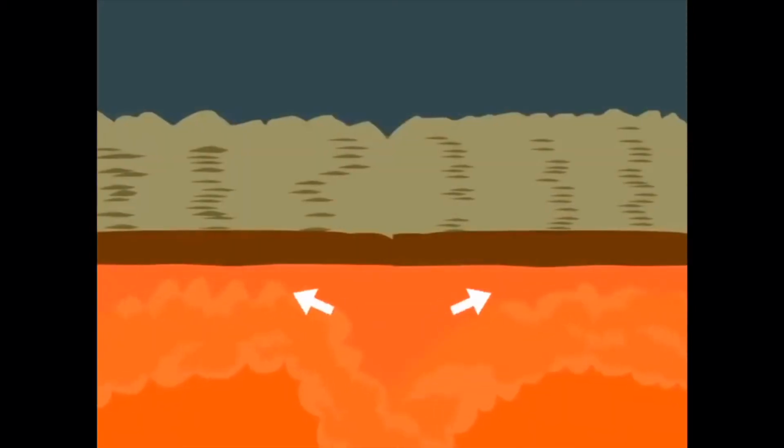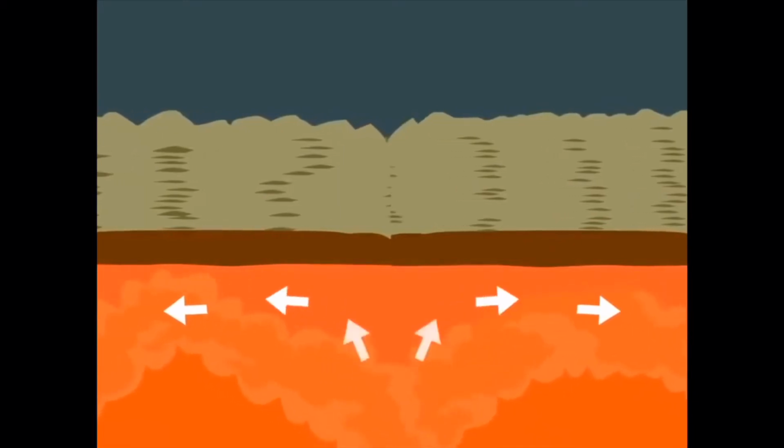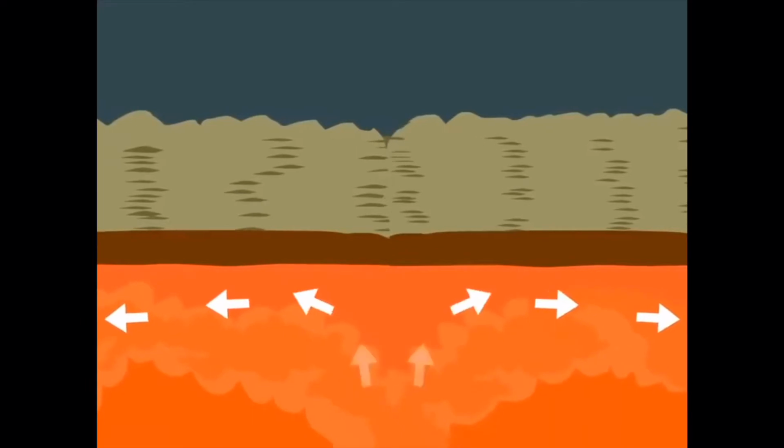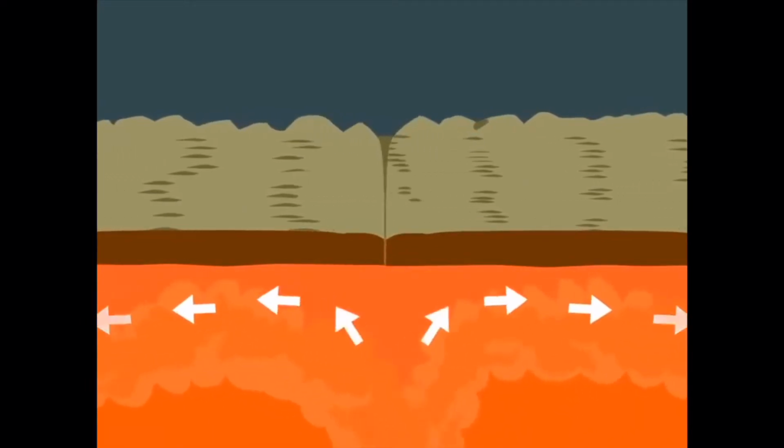Continental versus continental is when two continental plates separate from each other, causing faults in the Earth's crust. An example of this divergent boundary is the Great Rift Valley.